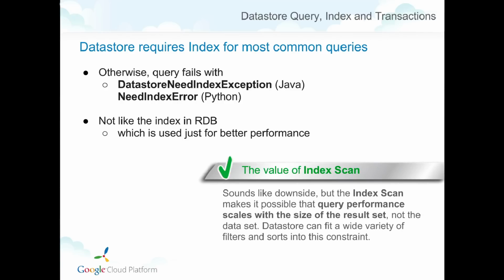The most important point is that the index scan makes query performance depend on the size of your results, not on the data set. So no matter how many entries you have, it doesn't affect the performance of your query. Your query performance will be affected only by the size of the result set. If you are trying to get millions of records as a result set, your query performance will decrease. The size of the whole data set won't affect your query performance.